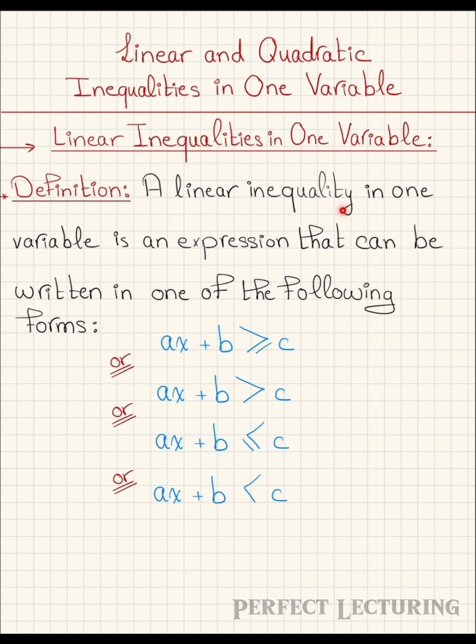So a linear inequality in one variable is an expression that can be written in one of the following forms. Either ax plus b is greater or equal to c, less or equal to c, or less than c. And as I explained in the video of linear equations, an expression is linear if the highest exponent of the variable is 1. So as you can see in these representations, there is no exponent of x higher than 1. Let us now do some examples.